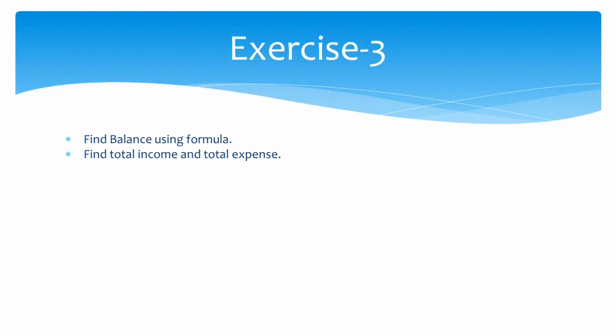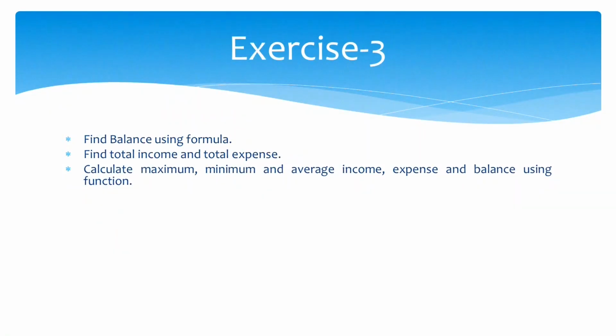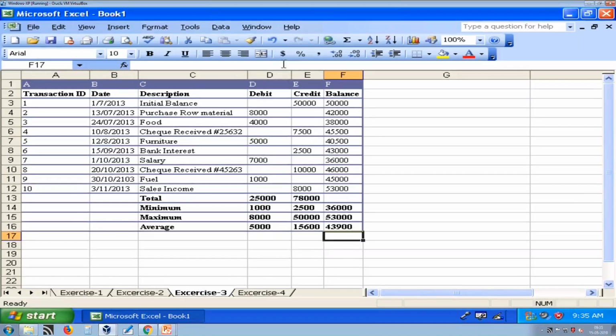So, what was that? Let us just recap the exercise given earlier. We found the balance, we found the total income and total expense, and we calculated the maximum and minimum. Now, we want to sort in descending order of date. So, here is our date, you have to just press A to Z for ascending and Z to A for descending. So, I press Z to A, sort descending.